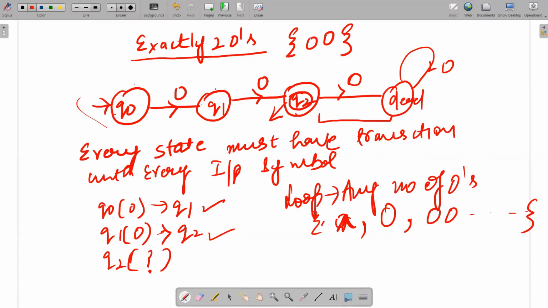Guys, it is equivalent to comments in C++. What do you mean by comment? If you write any statement, like int followed by a, and then you put a comment, after that comment is there anything which is valid in terms of execution? It is not. The same applies here. We are just fulfilling the definition of DFA that every state must have a transition with every input symbol.